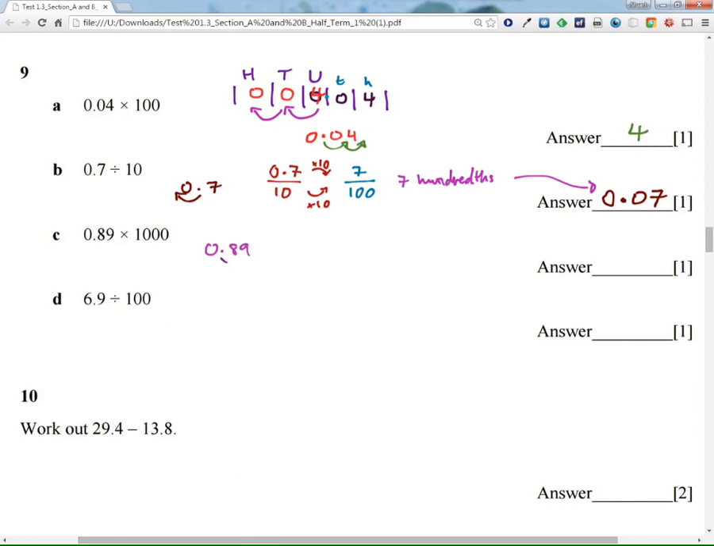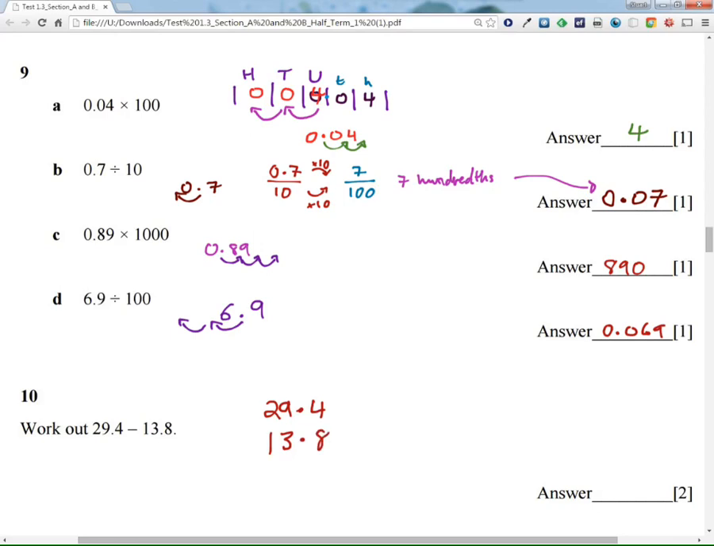Okay, 0.89, shift the decimal place 3 times, and you get 890. 6.9, move the decimal place 2 places to the left, you get 0.069. Okay. So that should have been fairly straightforward. No one really should have got this question wrong. If you did get this question wrong, then you need to really think about what dividing and multiplying by tens, hundreds, and thousands means.